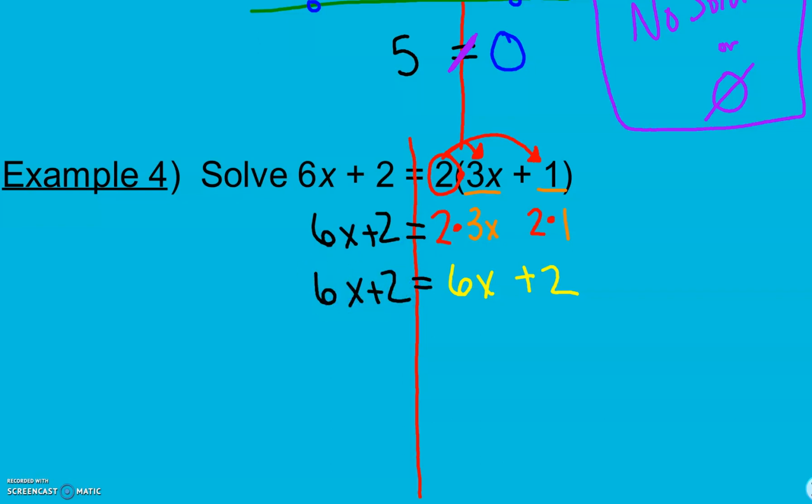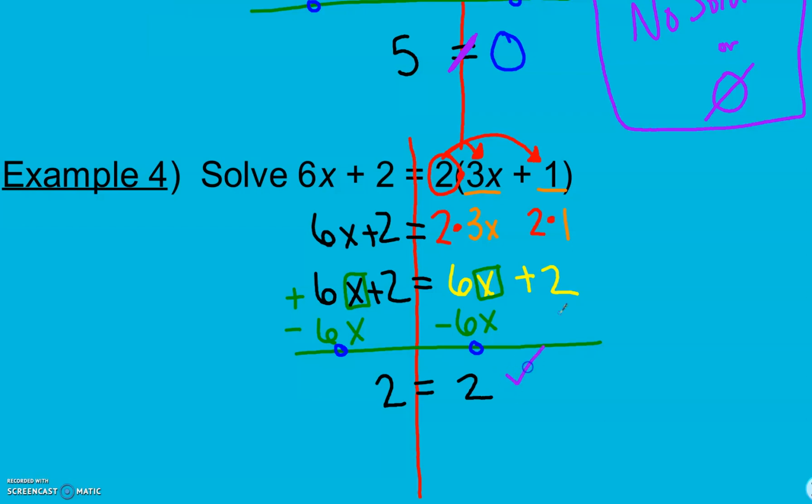Now, my goal is to get all my variables together on one side. So I have a positive 6x. I'm going to subtract a 6x. 6x minus 6x gives me 0. Anything minus itself, 0. So all I have left then is 2 equals 2.